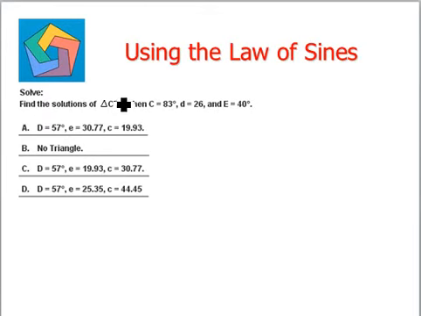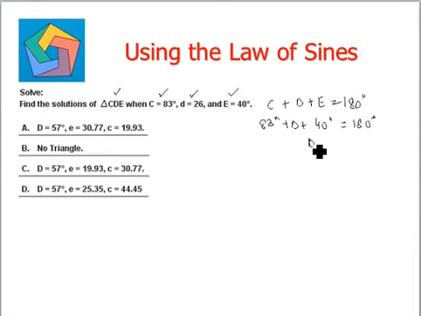Find the solutions of triangle CDE when C equals 83 degrees, side length D is 26, and angle E is 40 degrees. So here we are given two angles and one side. So we can easily find the third angle by the angle sum property, that is C plus D plus E equals 180 degrees. C is 83, D we have to find out, plus E is 40 degrees equals 180 degrees. From here we calculate D equals 57 degrees. So we have found one unknown, that is D equals 57 degrees.